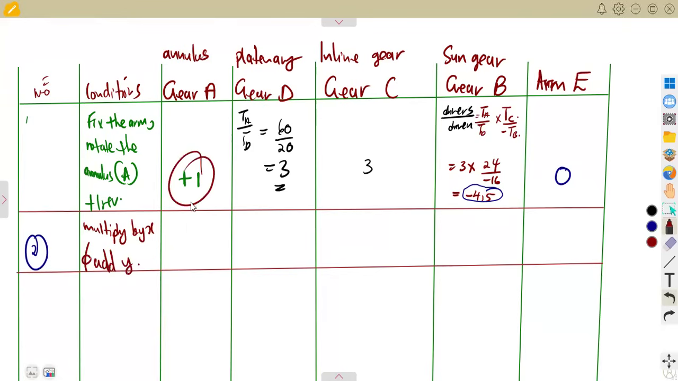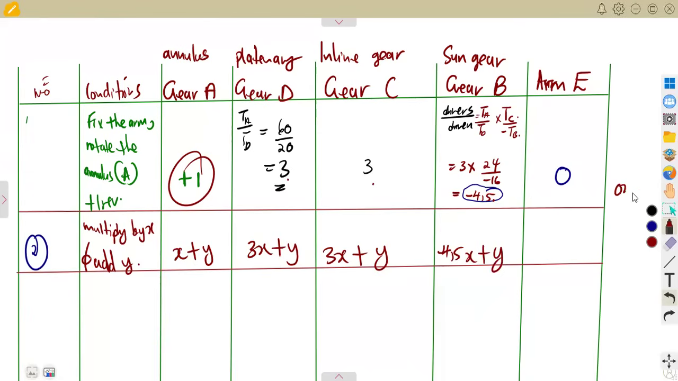So this one, you multiply by X: 1 times X, which is X, whatever we get, we add Y. 3 times X, which is 3X, whatever we get, we add Y. 3 times X, which is 3X, whatever we get, we add Y. Minus 4.5 times X is minus 4.5X, whatever we get, we add Y.